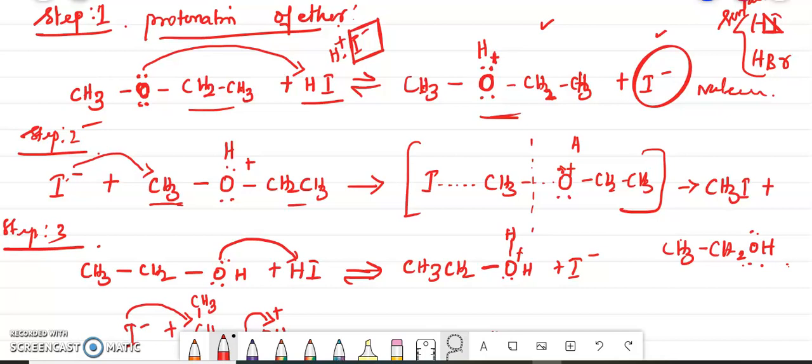Again, the steps to know what happened. This nucleophile of iodine, I minus, is a good nucleophile. It attacks the least substituted carbon atom. What is the least substituted carbon atom here? This one or this one? This is not the least substituted one, because here there are 2 carbon atoms. Only here is the least substituted one, so it will come and attack the least substituted carbon atom.